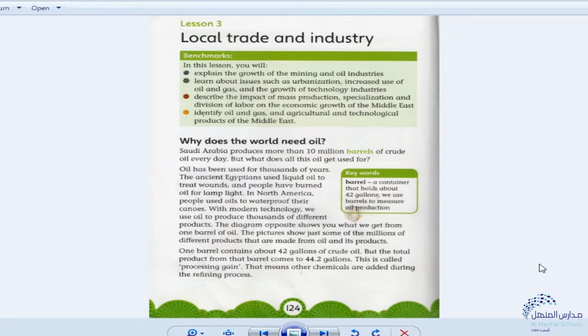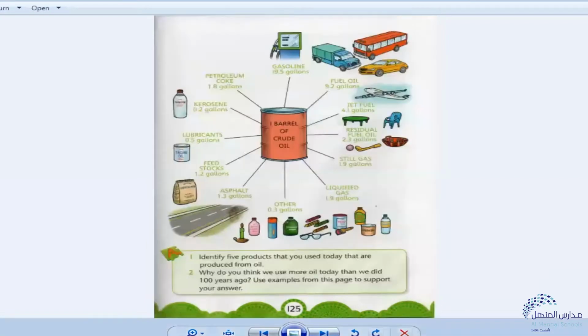A barrel is a container that holds about 42 gallons of oil, because barrels are the measure of oil production. They always say a barrel of oil. But in one barrel, there are 42 gallons of oil. Now let's go to page 125. There you can see a beautiful picture of what one barrel of oil can give you. Remember, there are 42 gallons of oil in one barrel. Now let's quickly go through it.